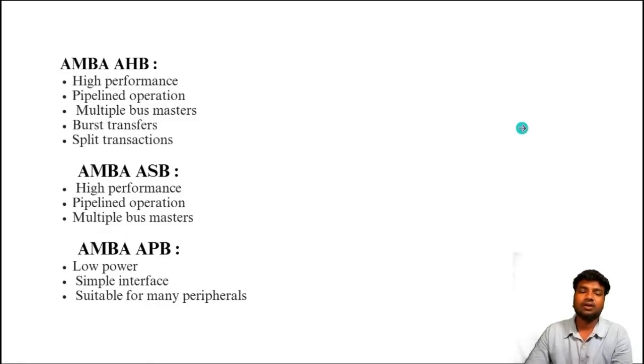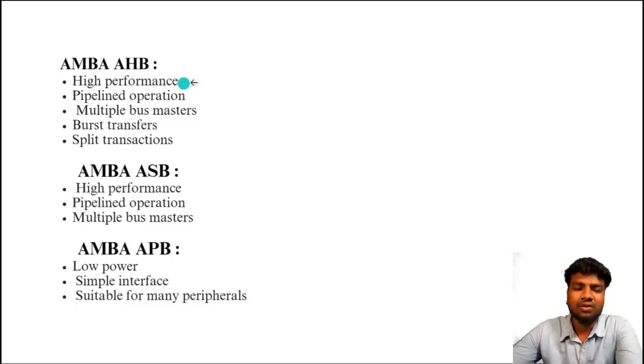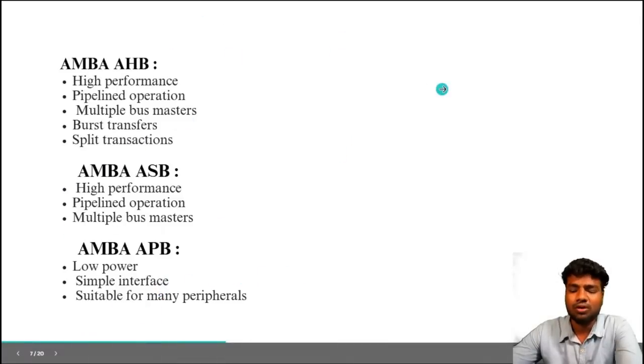These are the advantages and the applications of AMBA protocols. High performance pipeline operation, AHB. Multiple bus masters, bus transfer, split transactions in AHB. So in AHB we can do high performance pipeline operation and multiple bus masters, but APB has applications like low power, simple interface, and is suitable for many peripherals. So these are the applications for the protocols.